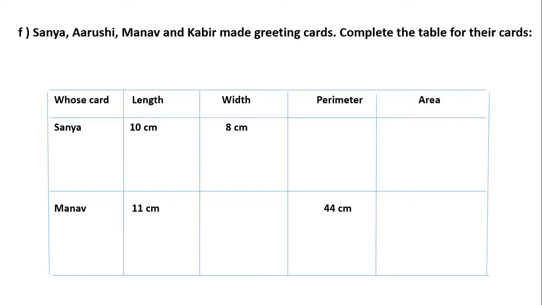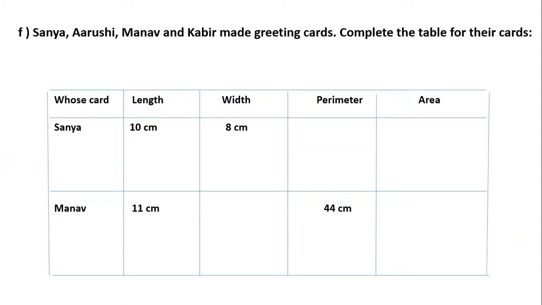Next. Length is given as 11 centimeters. Breadth is not known, but perimeter is given. Perimeter 2 into L plus B is given as 44. Then what is L plus B? 2 times is 44, so L plus B will become 44 divided by 2. This 2 I am dividing. So L plus B will be 22, because when L plus B is 22, then only double will become 44.